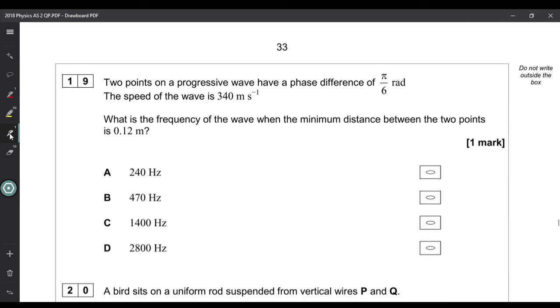Here we're told that 2 points on a progressive wave have a phase difference of pi over 6 rads. The speed of the wave is 340 meters per second. What is the frequency of the wave when the minimum distance between the 2 points is 0.12?